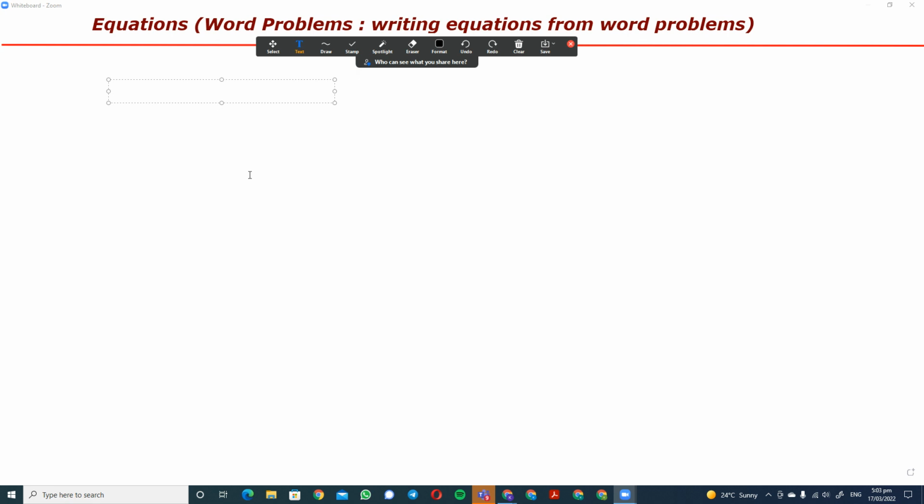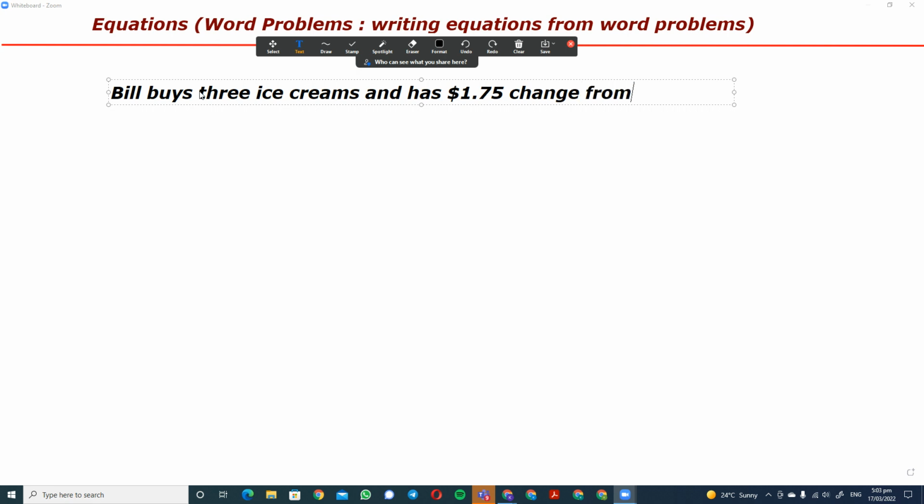So, Bull buys 3 ice creams. Okay, so listen carefully, right? Bull buys 3 ice creams and has $1.75 change from a $10 note. The question is, how much are the ice creams each?